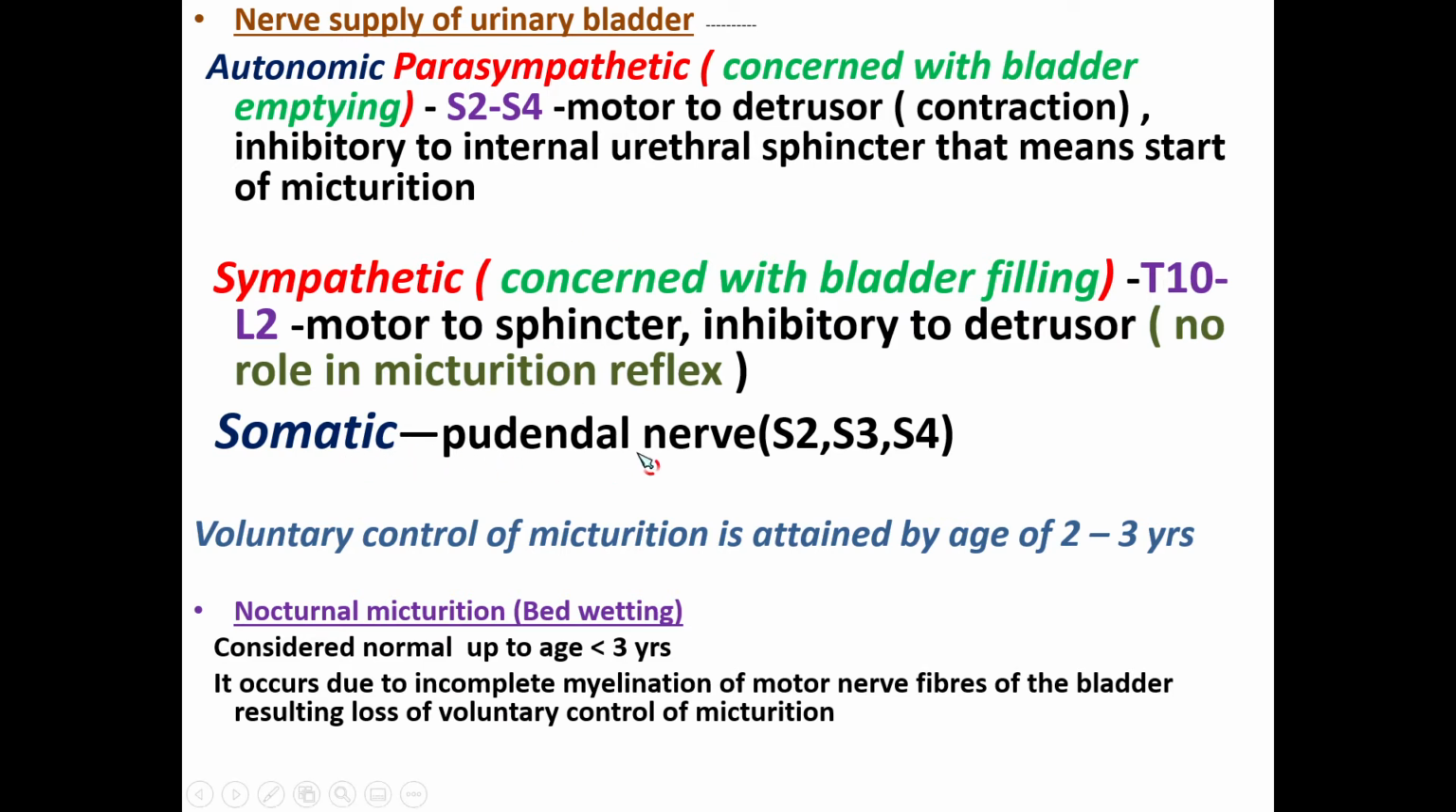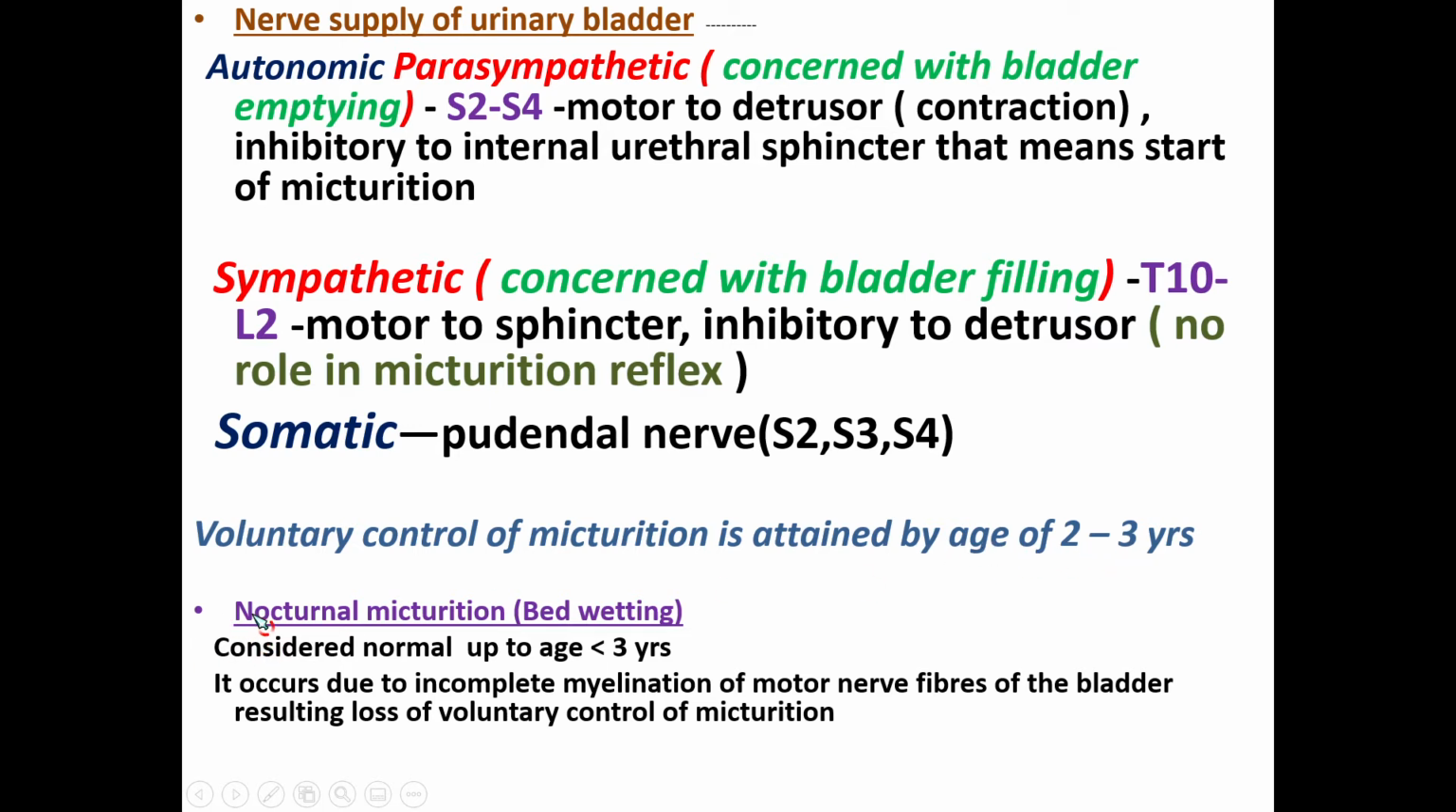Somatic, that is the pudendal nerve, is coming from the micturition reflex center S2, 3, 4. Then the voluntary control of micturition is attained by the age of 2 to 3 years. That means normally the children learn how to empty their bladder at the age of 2 to 3 years.